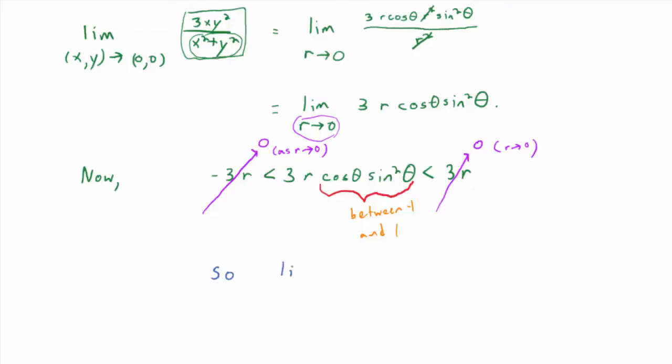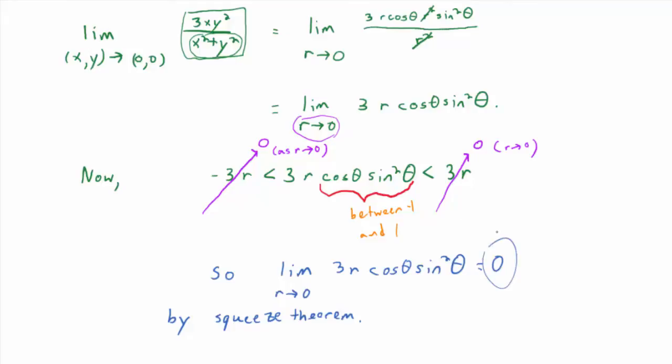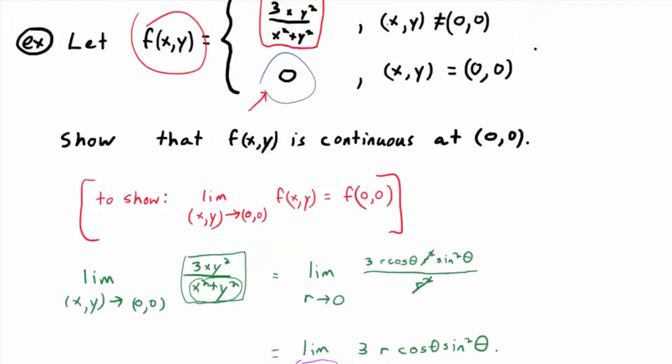So the limit as r goes to 0 of 3r cosine theta sine squared theta must also equal 0 by, what theorem am I using here? Squeeze theorem. Squeeze has an extra e at the end. There we go. So I just did it, didn't I? I just showed that this limit is equal to 0 if you follow the steps. Okay? So why does that help us?